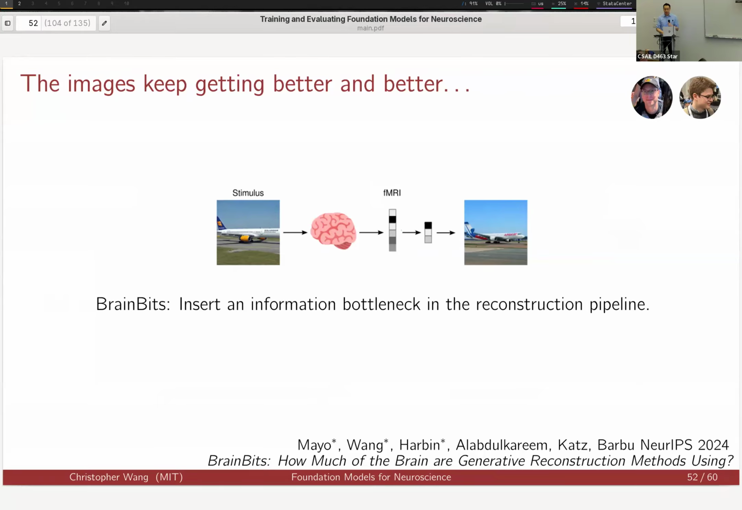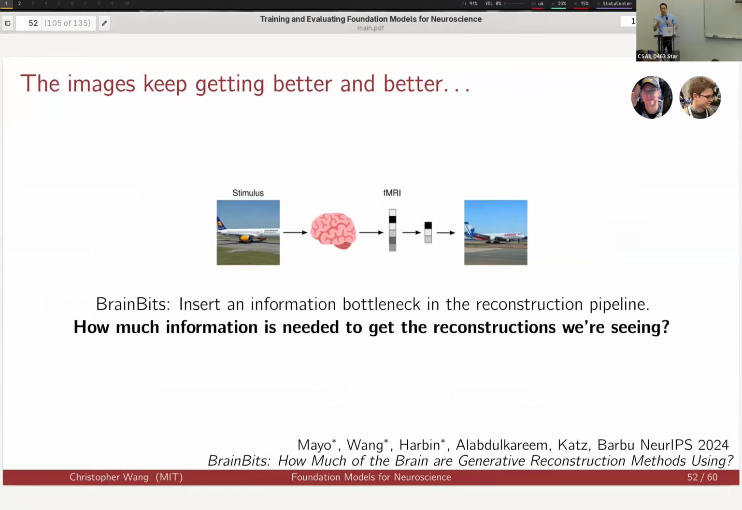And what we propose doing is inserting an information bottleneck into the reconstruction pipeline. And then we can tune the width of this bottleneck. And what we're looking for is the point at which reconstruction performance plateaus. And the inference we're going to make is that past that point, the model is no longer extracting useful information from the data. So that minimum bottleneck width is kind of the ceiling on the model's ability to utilize brain data. And I'll just jump to the punchline.